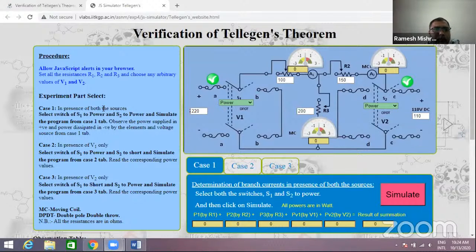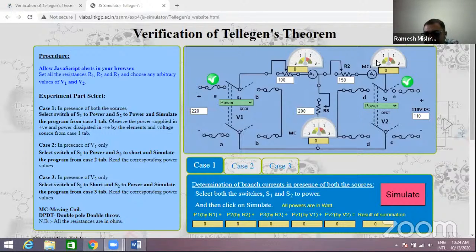First we are going for the case first, in the presence of both the sources. Here we will see there are two sources present over there. The first source is S1 and the second source is S2. The value of this source is 220 volt present over there. Now here we have to see the first resistance connected over there is 100 ohm, the second resistance connected over there is 150 ohm, and the third resistance is how much, 200 ohm.